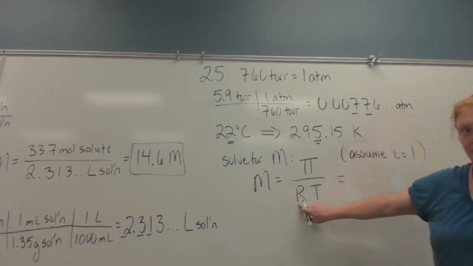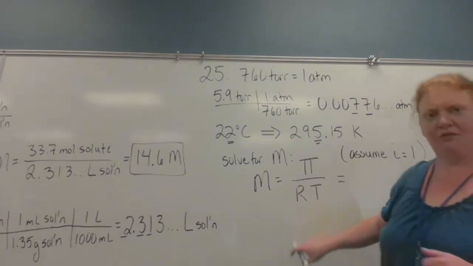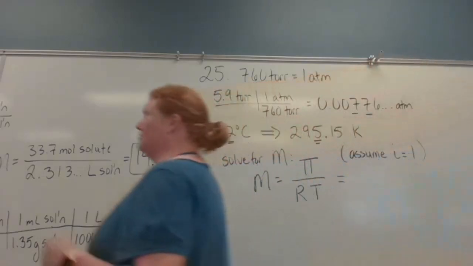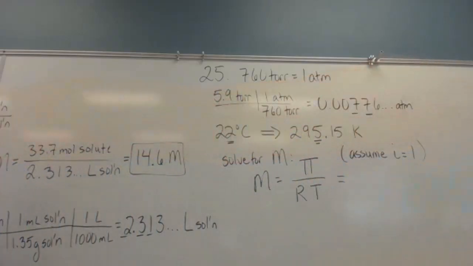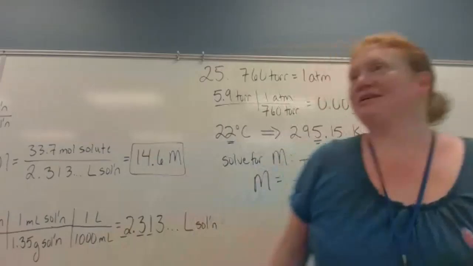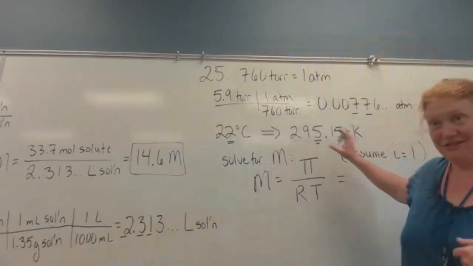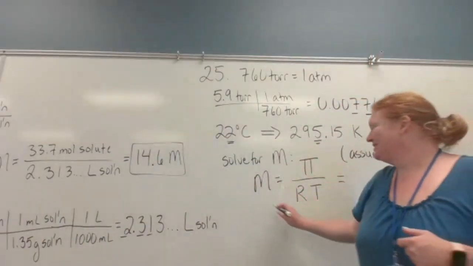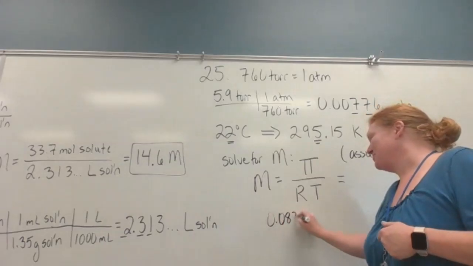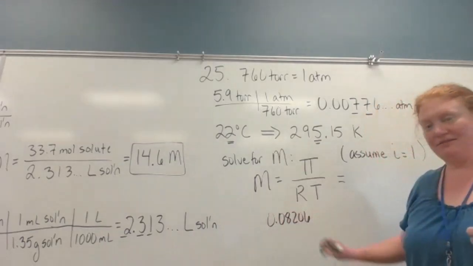Pressure divided by, which R value do we use here? Yeah. The universal gas constant with joule units is the 8.314 number. The constant with atmosphere units is 0.08206. Yes.